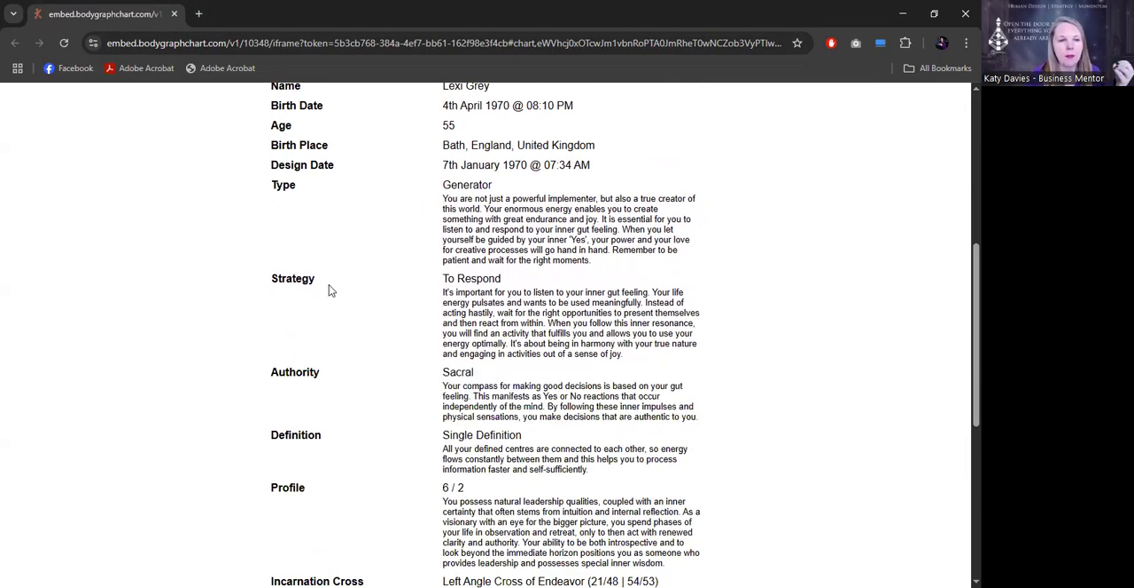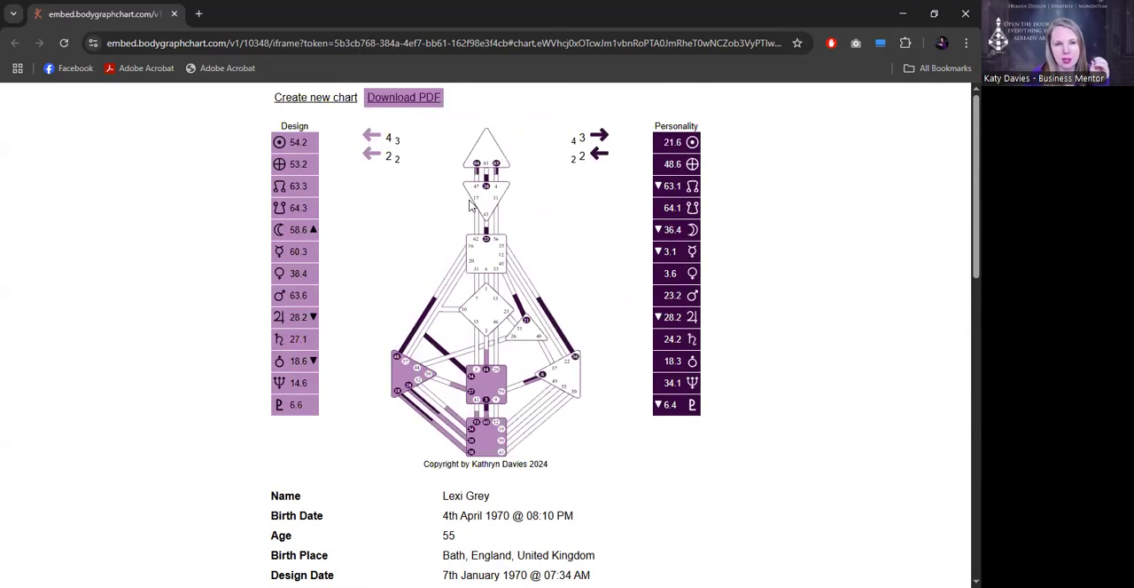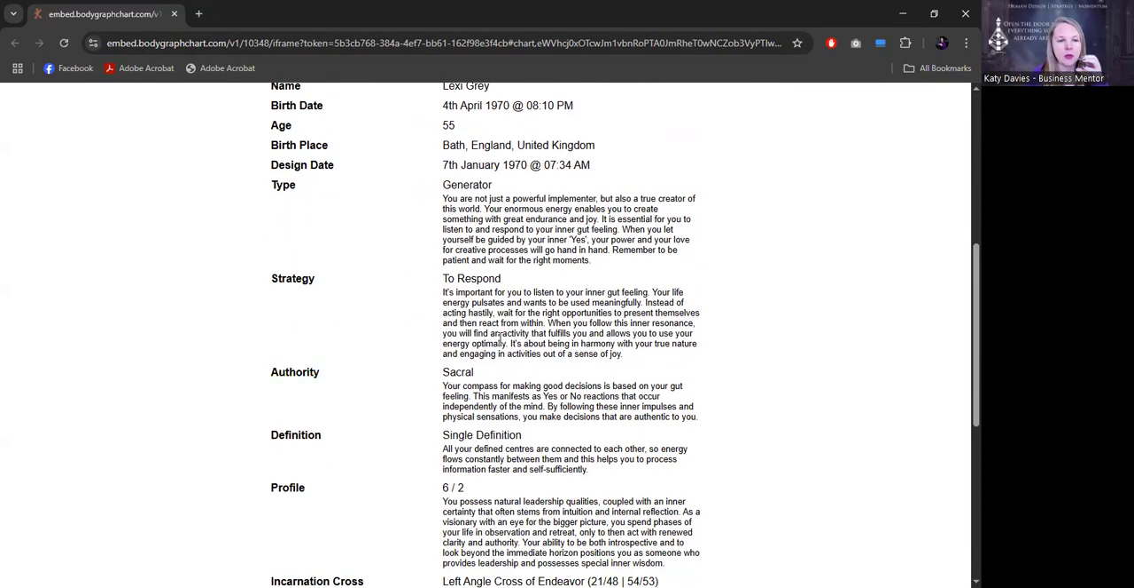So when you combine the strategy and authority, it's giving you additional information as to how you are best designed to make decisions. You will find for the majority of people, it's actually got nothing to do with the mind. It's got nothing to do with up here. The signals come from the body. So that's what these first 2 things are helping you to do.